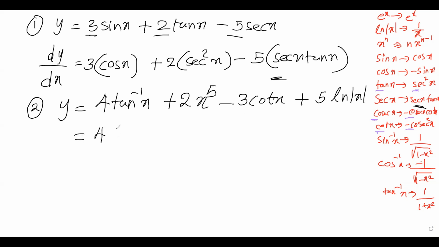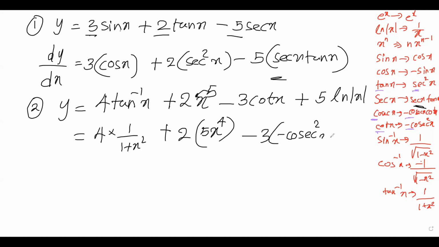Just write down 4 times the derivative of tan inverse x, which should be 1 over 1 plus x squared. Plus 2 times x to the power 5: the 5 comes first, and x to the power 5 minus 1, that is 4. Minus 3 times cot x, whose derivative is minus cosec squared x. Plus 5 times ln x, which is 1 over x.